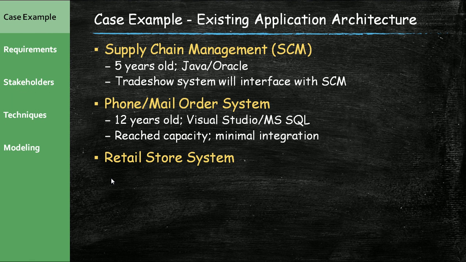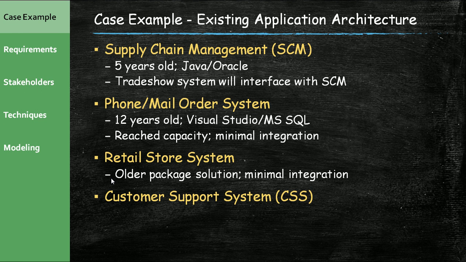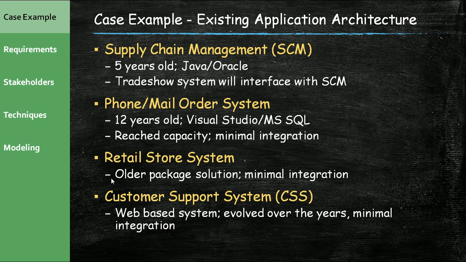Then they've got another system they use to manage the retail stores, some kind of point-of-sale system. It's a package solution. In other words, they purchased a point-of-sale system. Again, minimal integration. The retail store management system doesn't talk to the phone and mail ordering system, and neither one of those really talks to the supply chain management system. And then we've got a customer support system, which is a web-based system that's evolved over the years. It's just a tool for customers to go and manage their accounts and things like that. Again, not a lot of integration with the other systems.